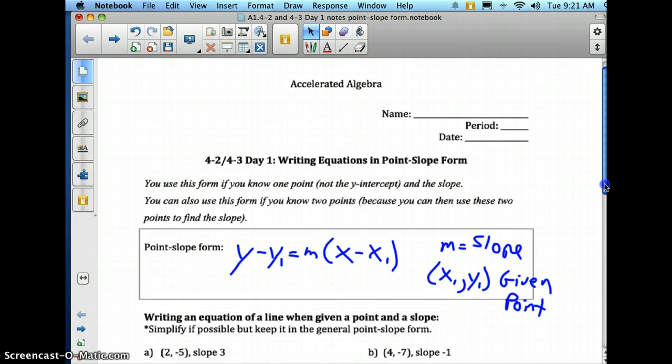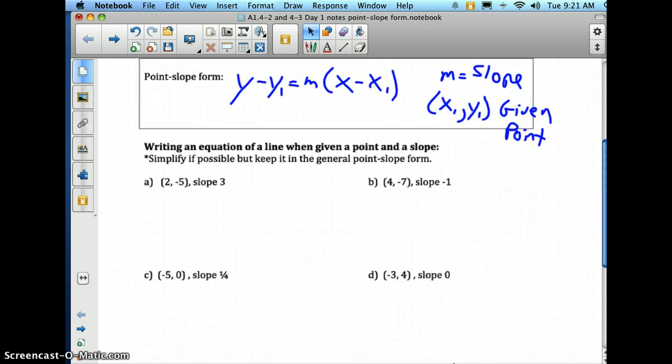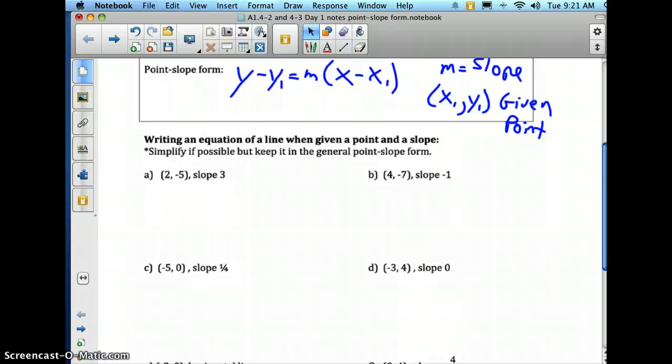Go ahead, Blake, question. Will there ever be a time in this class where m does not equal the slope? It might be a variable standing for something else. Yes, but with linear equations, m is going to be the slope.